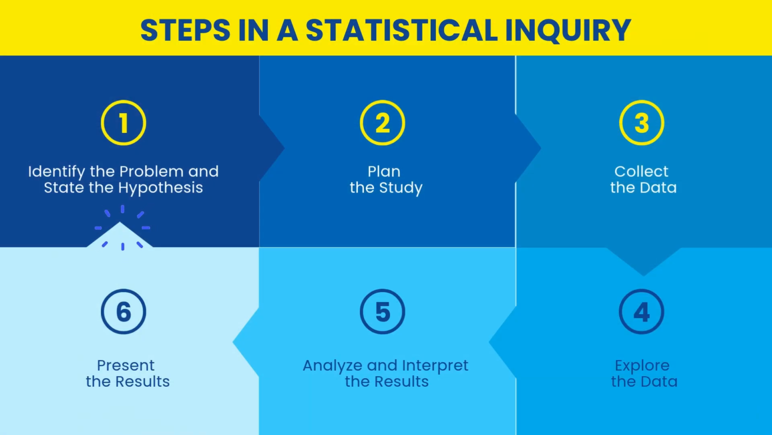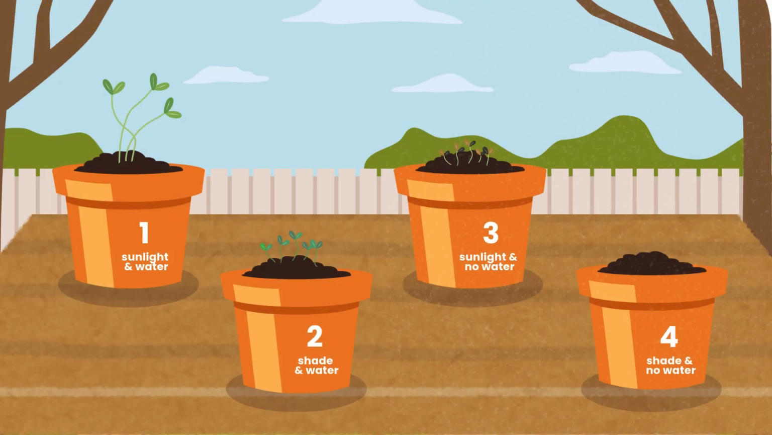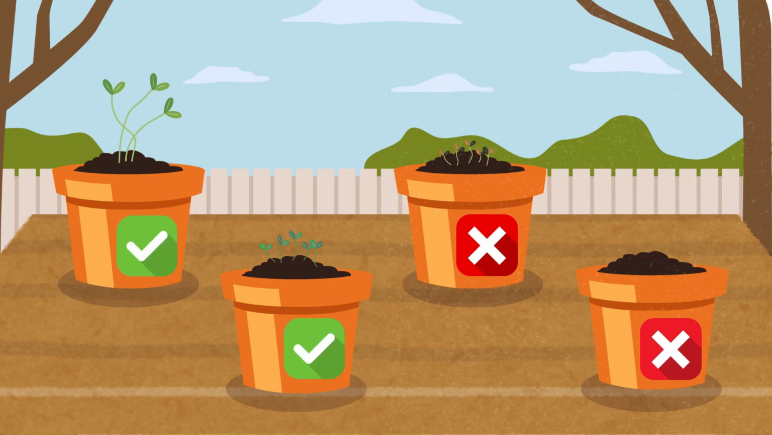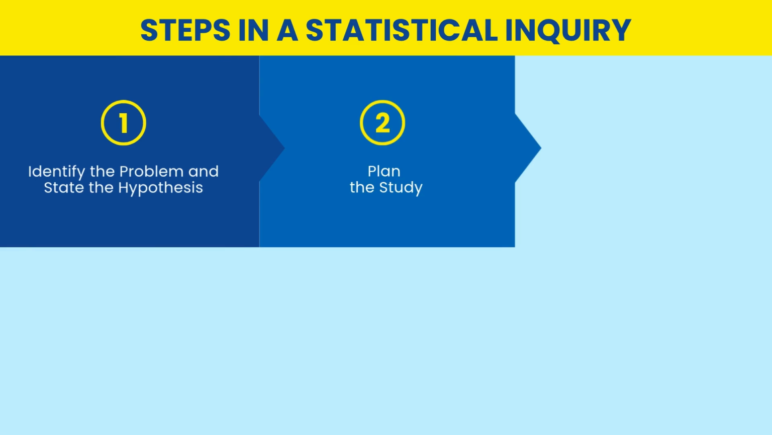Why go back to step 1? Because we'd like to know whether the problem was answered or maybe other problems have arisen. For example, why did some of the mango seeds not grow, or why did some mango seeds sprout? So the steps in a statistical inquiry are nothing new to us.